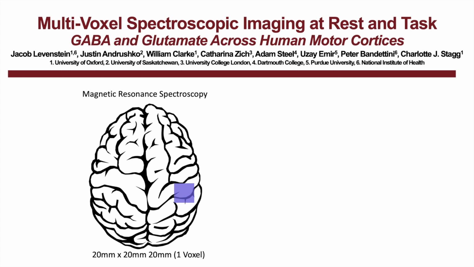To provide some background to this work, I'll begin with the technique that we're not using, but is commonly used. It's referred to as magnetic resonance spectroscopy, and it allows a user within a single volume of interest to collect information about metabolites and their concentrations. Here, depicted in purple, would be an example of a single volume, and these are traditionally collected at rest.